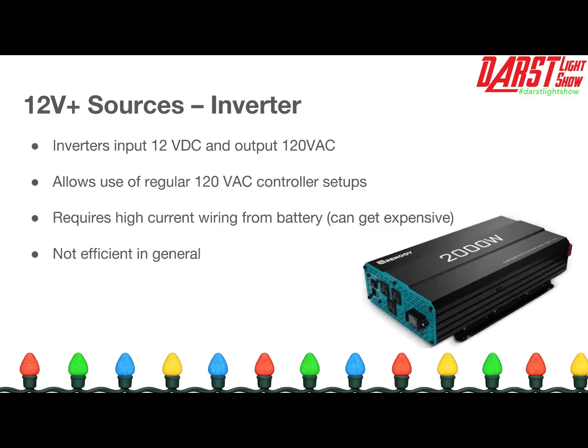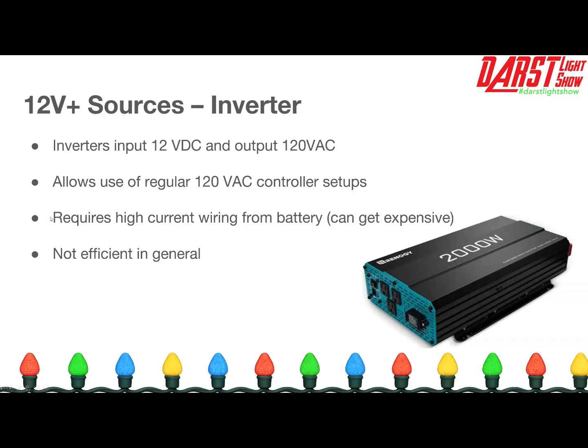Okay. Inverter. So an inverter is kind of like a generator, but it can run off of the 12 volts on your battery. Some vehicles, like some modern trucks, have these built in, where you might have a 2,000 watt or 4,000 watt generator built into the vehicle. But these are typically going to input 12 volt DC and output 120 volts AC. So it allows use of your regular 120 volt AC controllers.